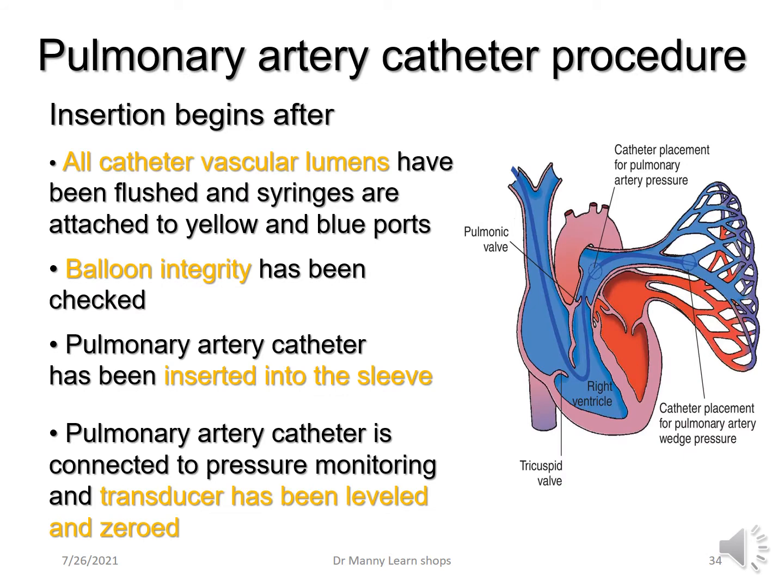The pulmonary artery catheter procedure. Well, insertion begins after all the catheter lumens have been flushed with sterile saline and syringes are attached to the yellow and blue ports. You've checked balloon integrity. The pulmonary artery catheter has been inserted into the sterile sleeve. The pulmonary artery catheter is then connected to the pressure monitor, and the transducer has been levelled and zeroed.